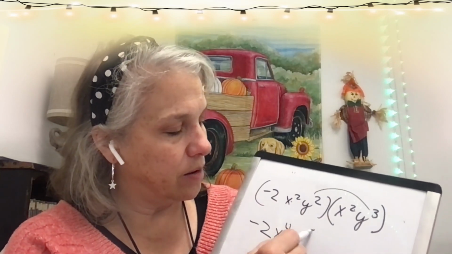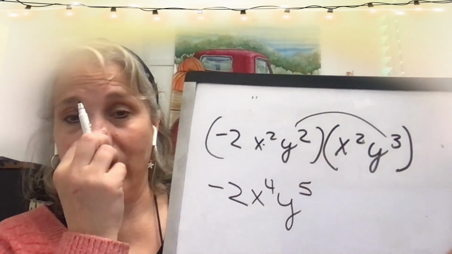Okay, 2 plus 3 is 5. And that is my final answer. That's as far as I can go. All right, now we have 64xy over negative 8x squared y squared.